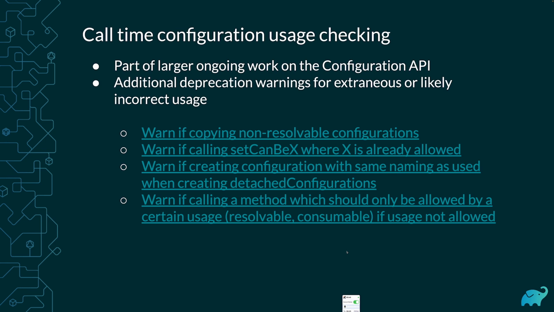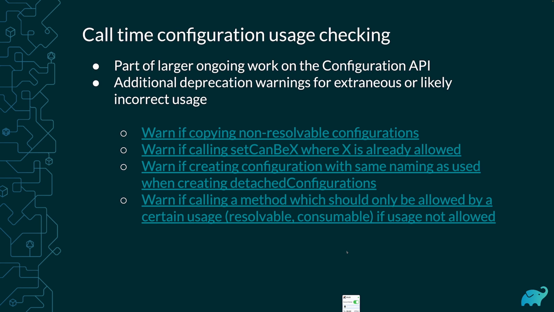Gradle will now warn when copying a non-resolvable configuration, as the copy functionality is not a general case tool, but only useful for certain specific scenarios. Gradle will now warn when redundantly enabling usages on a configuration, such as calling set can be consumed on an already consumable configuration. We want to migrate to an API where usages are locked in place upon configuration creation, and redundant set calls are a code smell identifying places where the allowed usage may be too broad. Gradle will now warn when creating configurations with names that would be similar to the automatic names assigned to detached configurations, as this can cause confusion in reports.